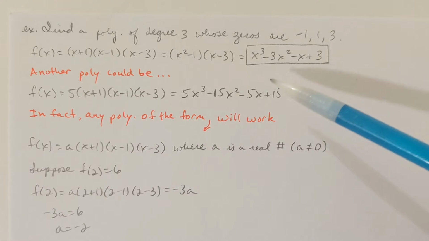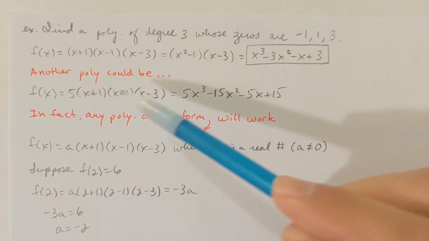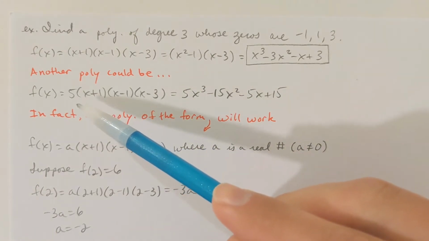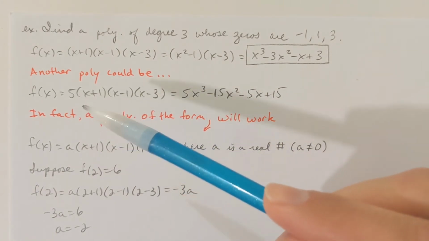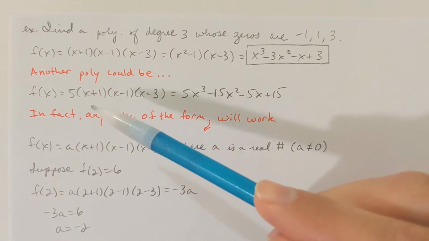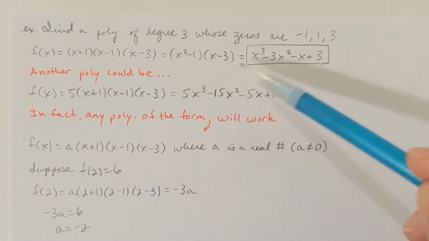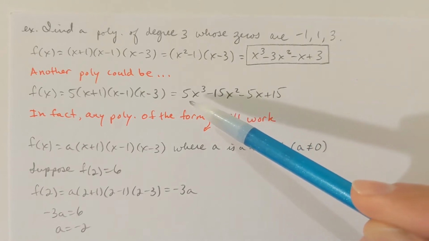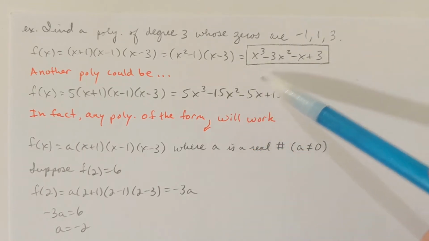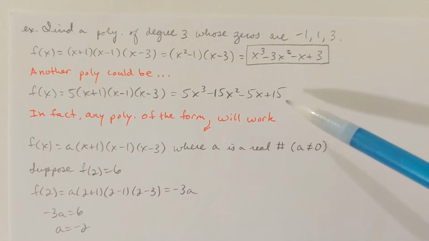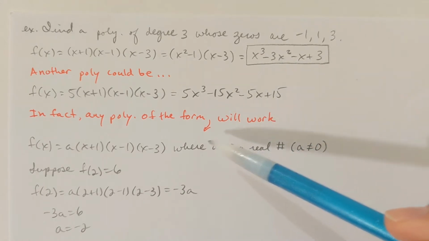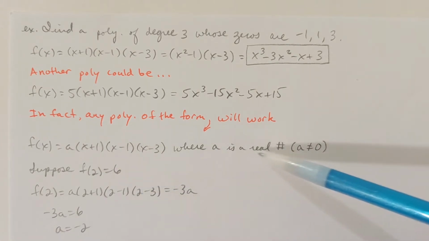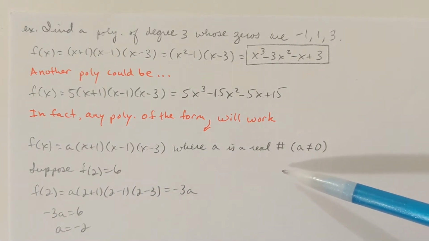Now another answer that you could give, another polynomial, could be where you have the three factors, just as we had before, but suppose you have a number in front. Not 0, but any other number. Well, I would just multiply the number by these four terms: 5 times 4x minus 15x minus 5x plus 15. In fact, any polynomial of the form where you have the three factors times a number, where the number is not 0, is going to work out.